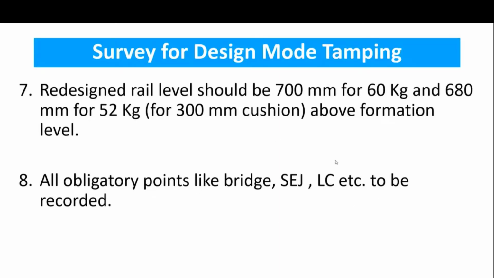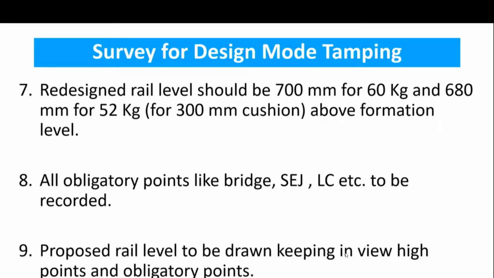Then obligatory points are to be taken, such as bridges, SEJs and level crossings, so that in designing the profile we are able to take care of these obligatory points. Then proposed levels are to be drawn, keeping in view the high points of the obligatory points, because lowering of track is very difficult. We don't want to do the lowering of track.